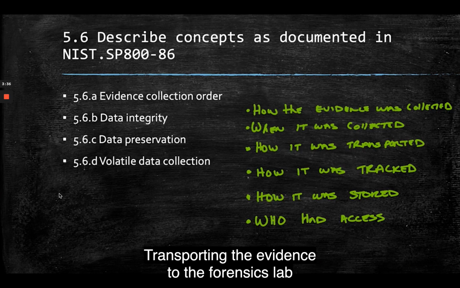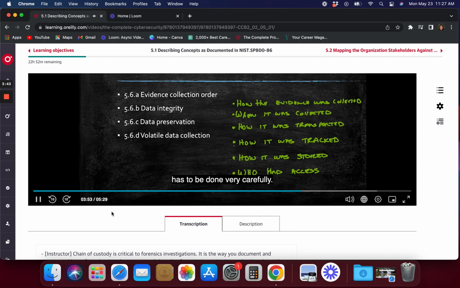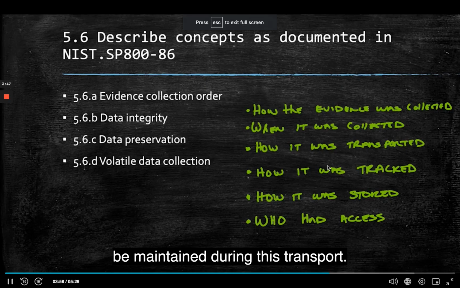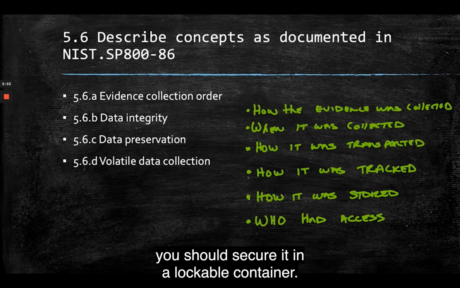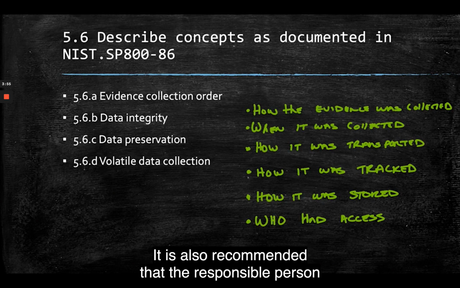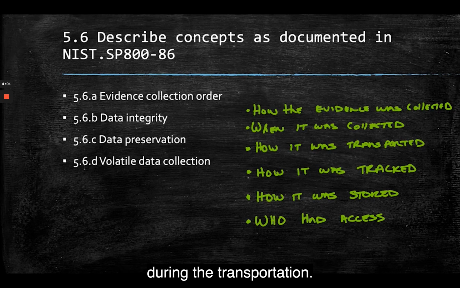Transporting the evidence to the forensics lab or any other place, including the courthouse, has to be done very carefully. It is critical that the chain of custody be maintained during this transport. When you transport the evidence, you should secure it in a lockable container. It is also recommended that the responsible person stay with the evidence at all times during the transportation.